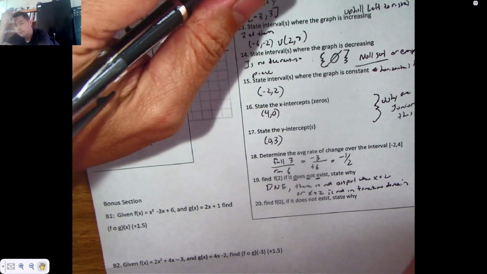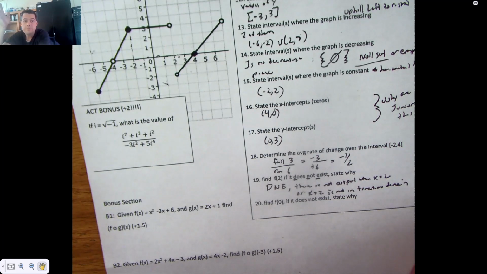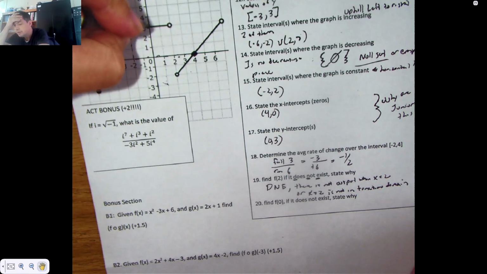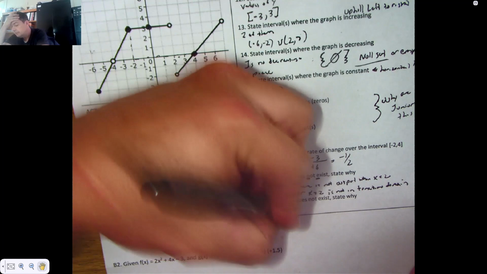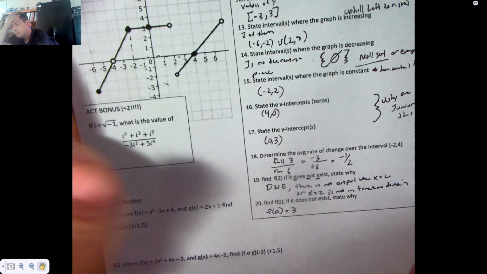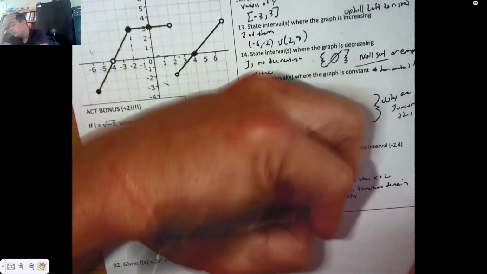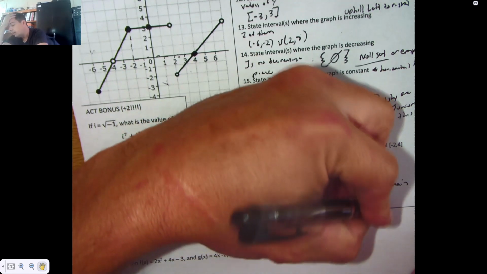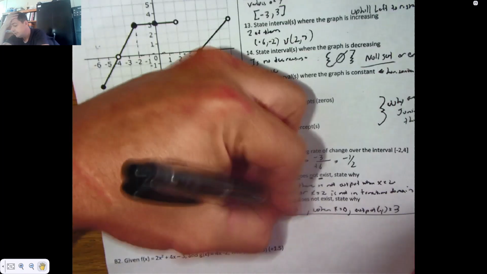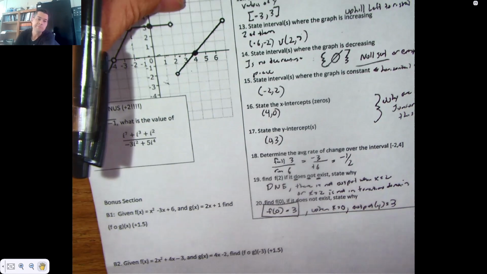Things like that. Find f of 0. If it does not exist, state DNE. f of 0 does exist. It's right here. f of 0 is 3. And some of y'all just don't understand that notation. When x equals 0, the output y is 3. That's why we answered the way we do.